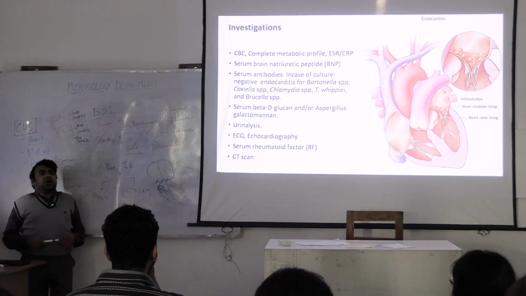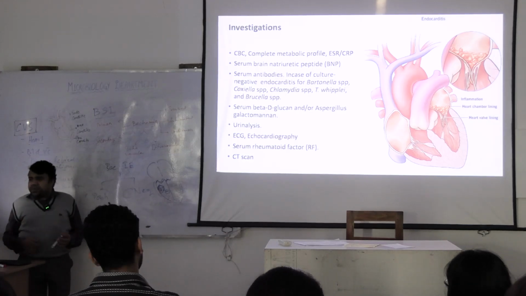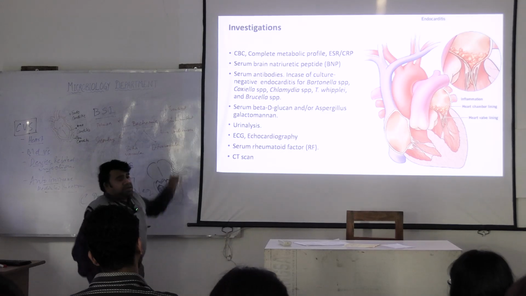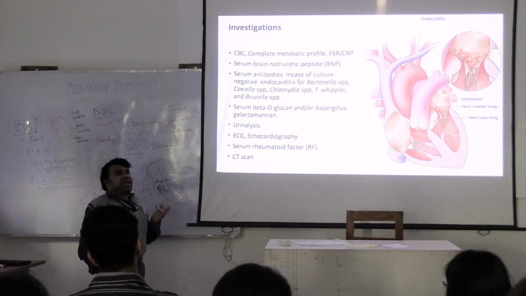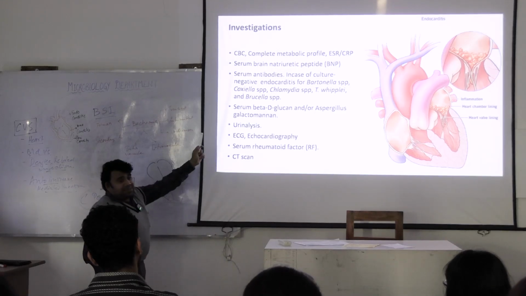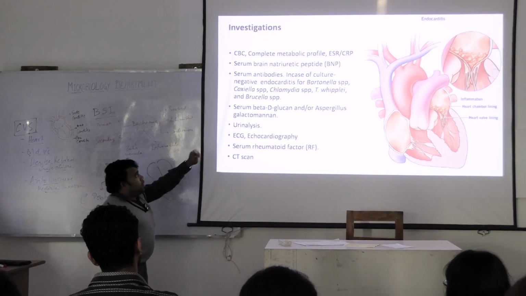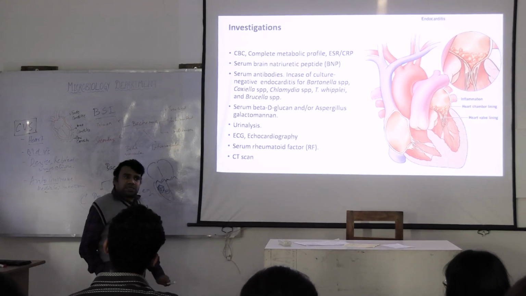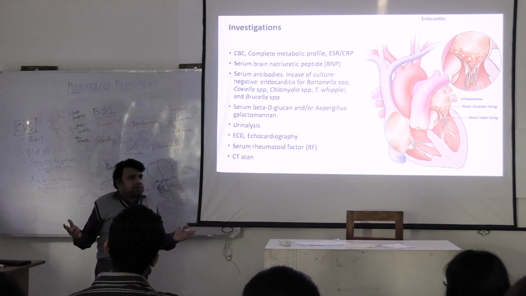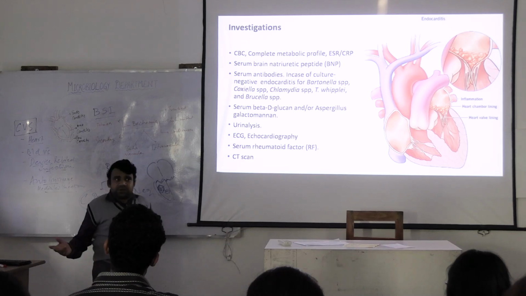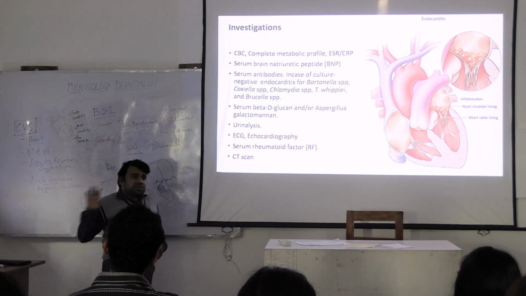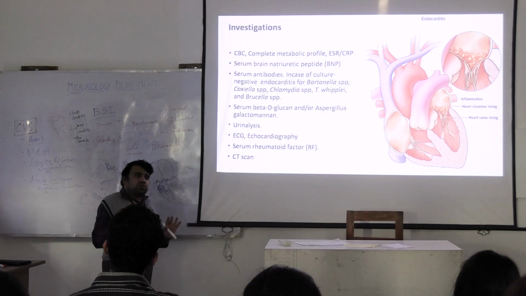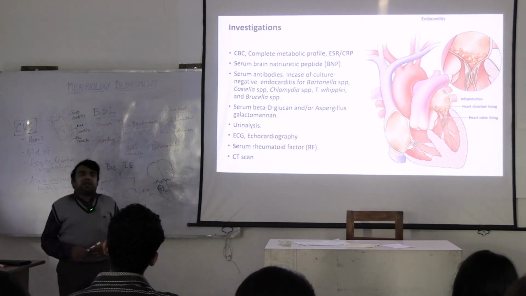Other investigations would include a complete blood count, a serum BNP, and serum antibodies, that is immunological diagnosis. We are looking for increase of the antibodies against which organisms? In case of culture negative endocarditis, Bartonella, Coxiella, Chlamydia and Brucella. Blood culture is sent for the culture positive organisms; for the rest, serum antibodies. Next, serum beta-D-glucan or galactomannan for Candida and Aspergillus. These are 2 types of fungi. No need to remember now, you will read later. These are the investigations for fungal diagnosis.